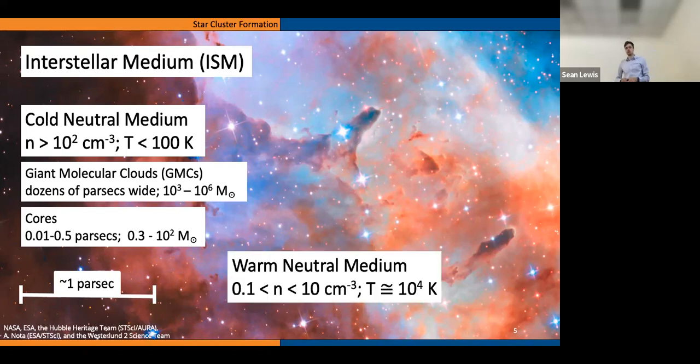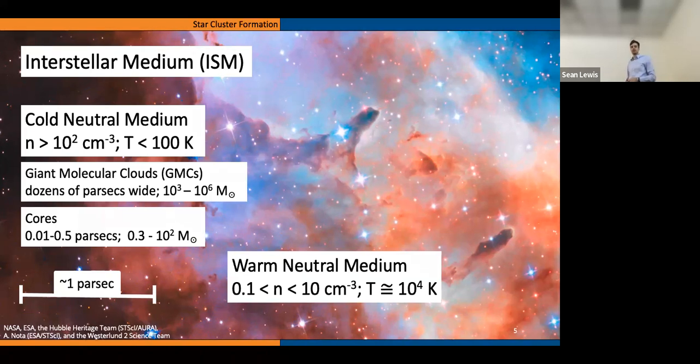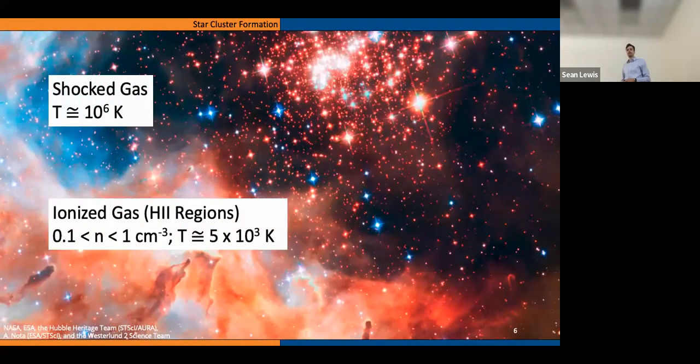There's also what's called a warm neutral medium, which, as the name implies, is warmer. So it's 10,000 Kelvin in temperature. It's less dense than the cold neutral medium. This warm neutral medium and cold neutral medium intermingle, and they're able to exist simultaneously together.